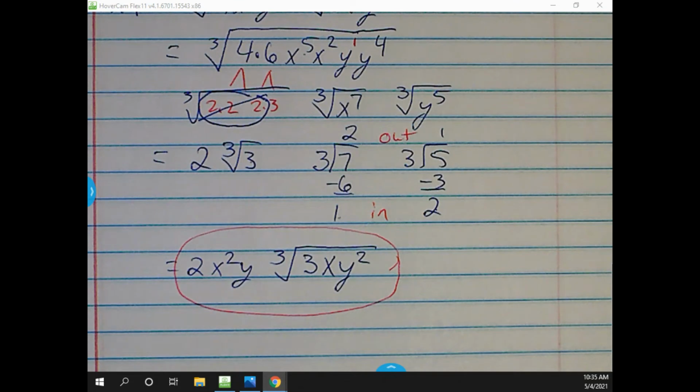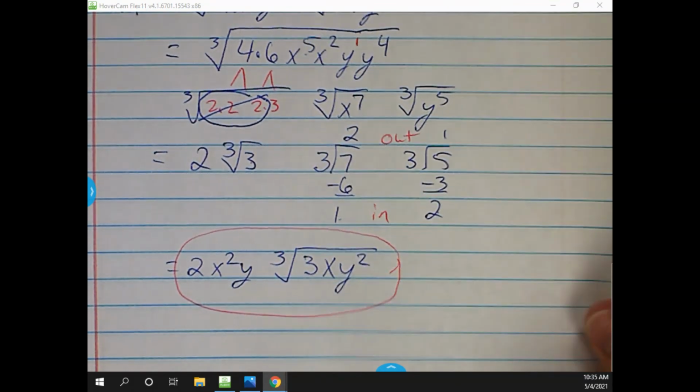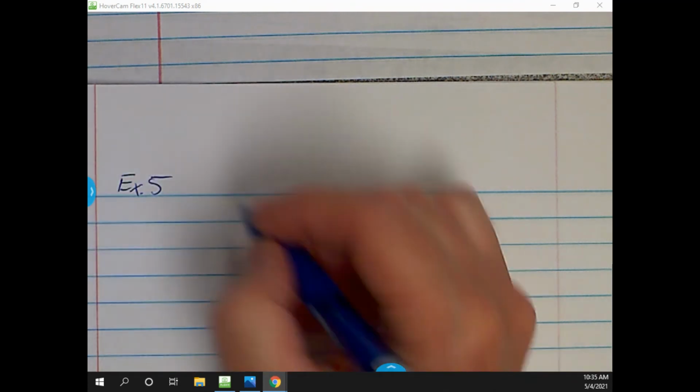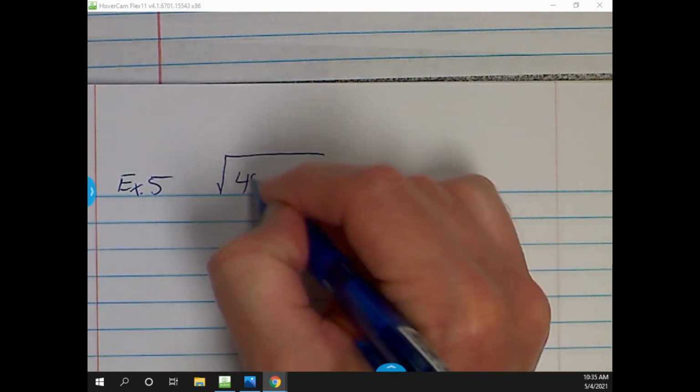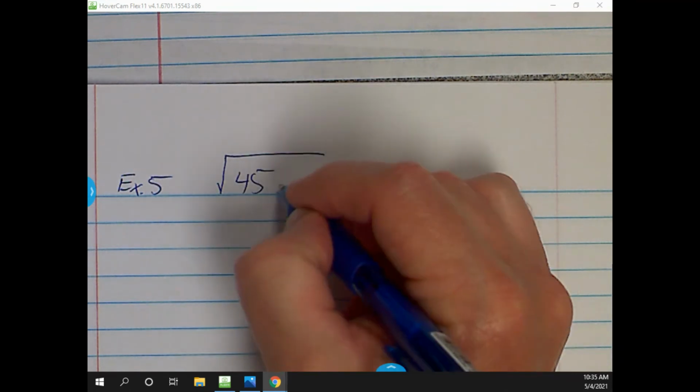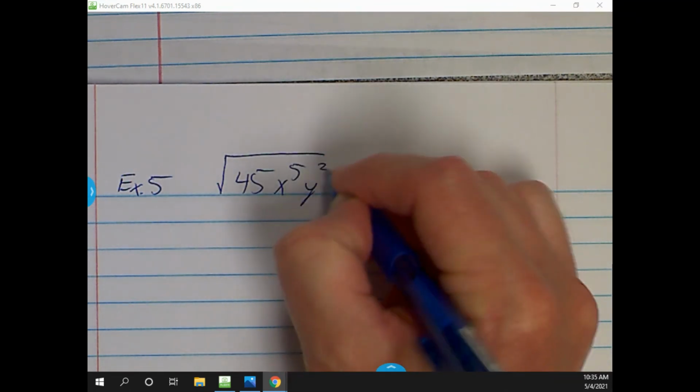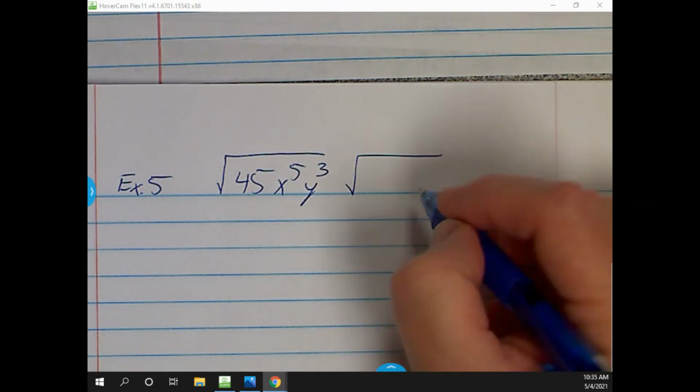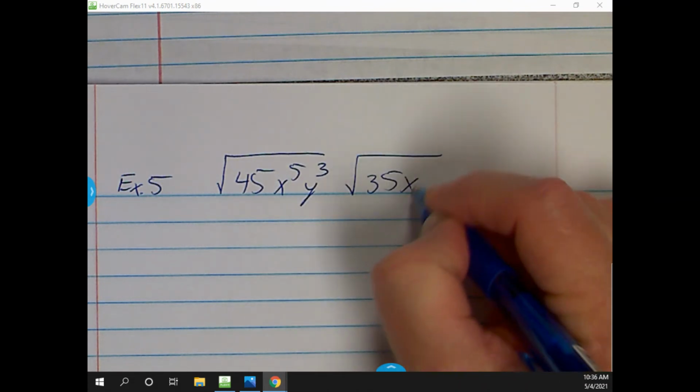Yep. One more multiplication with some bigger numbers, because everything so far has been kind of small. That we did, 6 times 4 and 8 times 3. And let's throw a couple of bigger numbers at you just to see what it would look like with some bigger numbers. All right, let's go 45 x to the 5th and y to the 3rd times 35x y to the 4th.